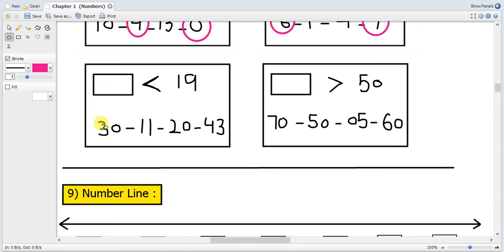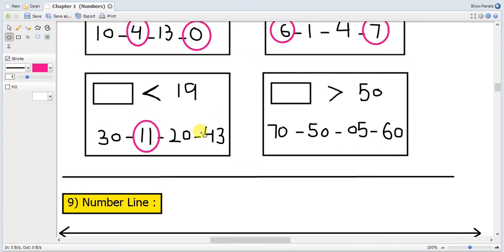Okay, so 30 is a bigger number than 19. 11 is a smaller number. Yes, 11 is less than 19. 30 is not less than 19. 20 is less than 19? No. 43 is less than 19? No. Okay, next. So over here we are having just one right option.